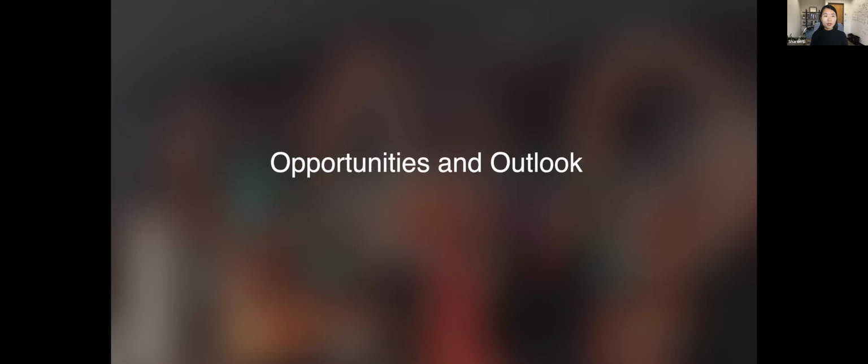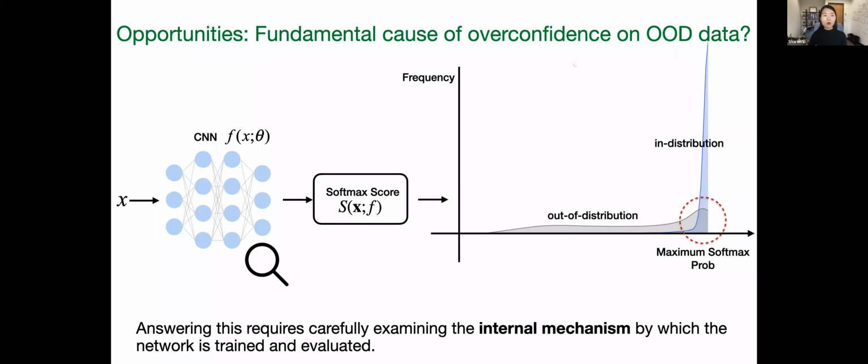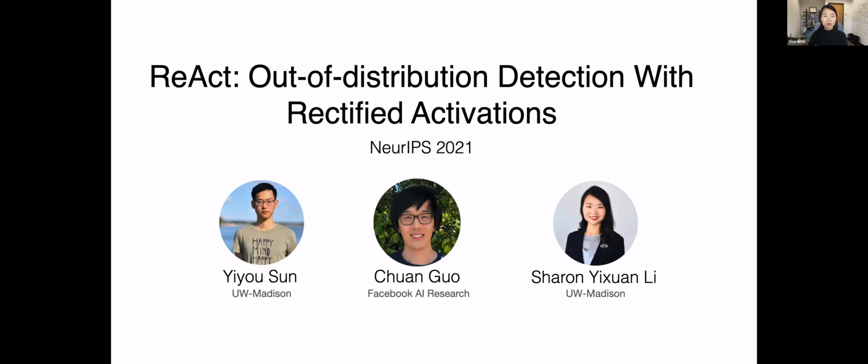And I would also like to use the remaining time sharing some of the research opportunities and outlook. So far we have shown some measurements in terms of OOD uncertainty, but a question left in mystery is why neural networks produce overconfident output on OOD data. Answering this question requires us to carefully examine the internal mechanisms by which the network is trained and evaluated. In our NeurIPS paper last year, we provided some insights on the plausible cause and mitigation of the overconfidence issue. This is joint work with my PhD student, Yiyou Sun, and my collaborator, Chuan, from Facebook AI Research.